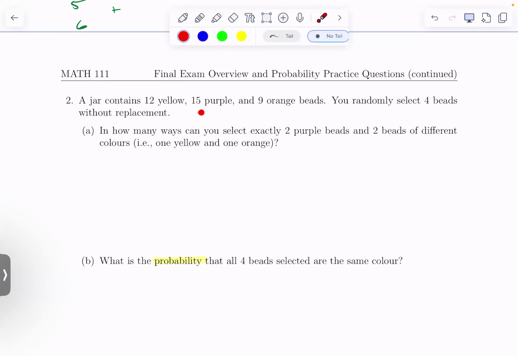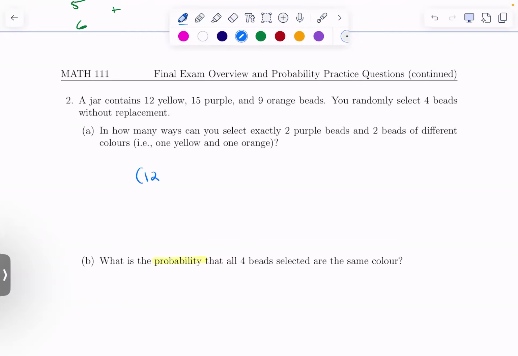We've got 12 yellow, 15 purple, and 9 orange, and we want to know in how many ways can you select exactly 2 purple beads and 2 beads of different colors, which is to say 1 yellow and 1 orange, right? It sounds vague, but if we force them to be different colors, then it's just one of each. This feels exactly like what we were doing before.